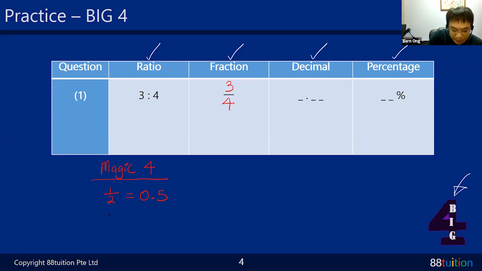Then the next one is like 1/4. 1/4 is like 0.25. Very, very common. They always ask these 4 fractions to decimal. Another one is 3/4. 3/4 is 0.75. So if you can memorize this one, this question you can answer, it is 0.75 in terms of decimal.